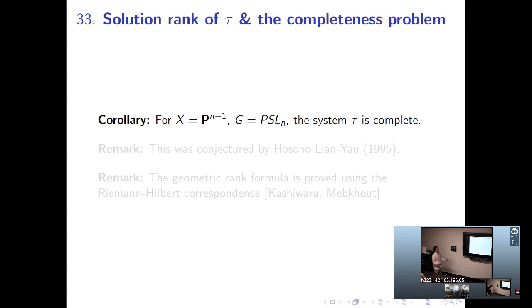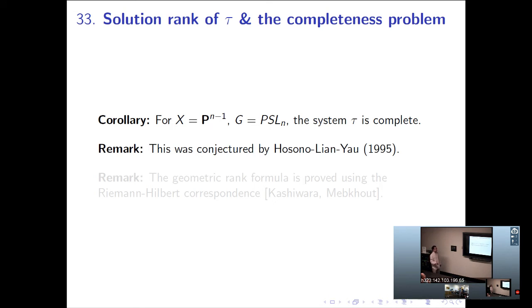Exactly. That's what I'm going to talk about next. But for Grassmannians, it's not true? No. Oh, because you can have a bunch of them. Right, for projective space, this is true, and therefore tau is complete.